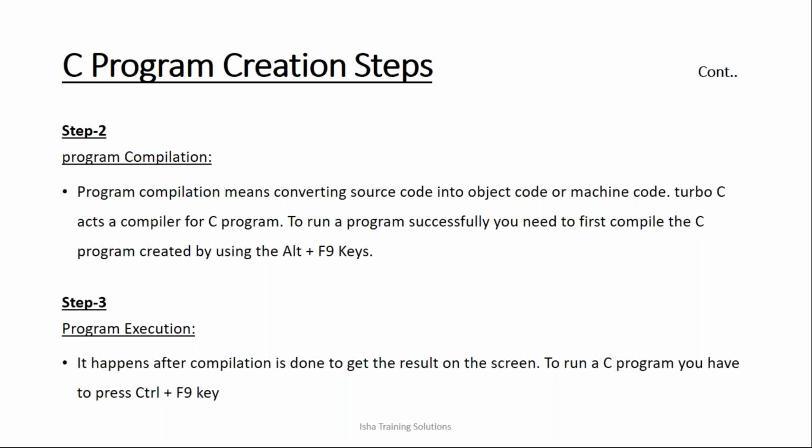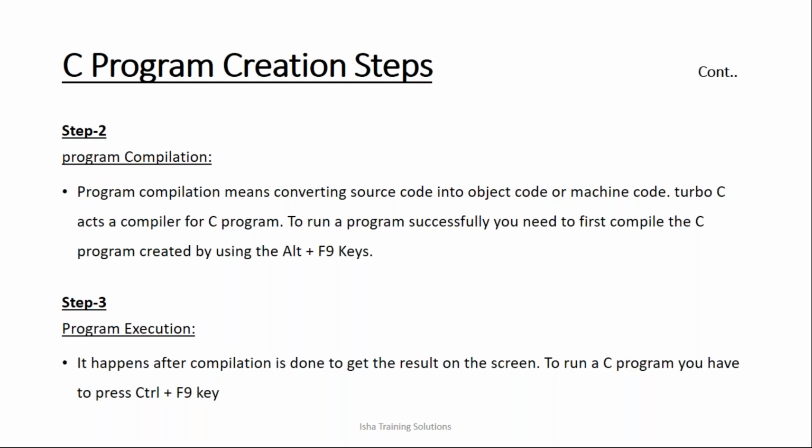Execution is simply Control F9. Now we type the program, and we save it by using the Save option or F2. Then we compile the program by using Alt F9. Next is Control F9, to run the program. These are the main things you need to learn if you want to write a C program, compile it and execute it.